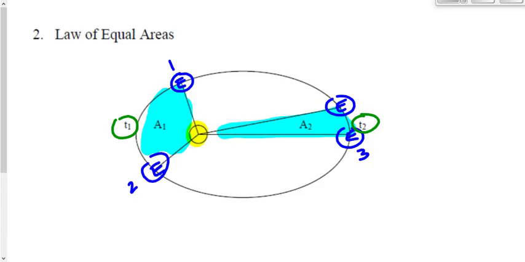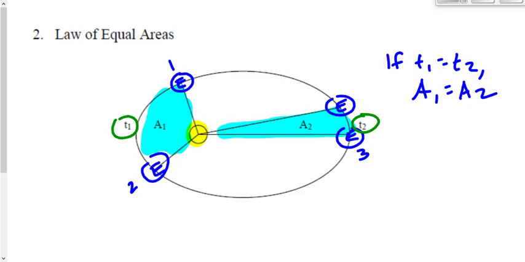Now, what does that mean? Like, so what? So those two areas are the same. As long as T1 is equal to T2, then A1 will be equal to A2, so what? Well, if these two times are the same, T1 and T2, the distances are clearly not the same. What implication does that have? Yeah? If they're the same areas at the same time?